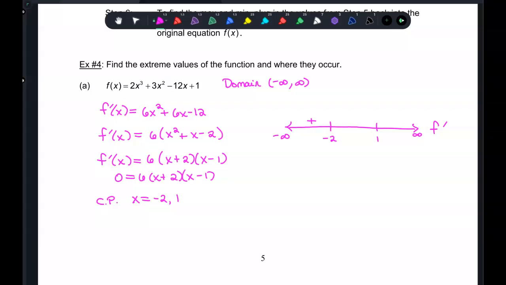Negative times negative makes it positive. Pick 0, it's easiest. Positive times negative, negative. Pick something bigger than 1. Positive times positive.